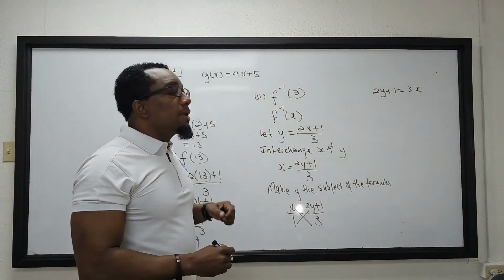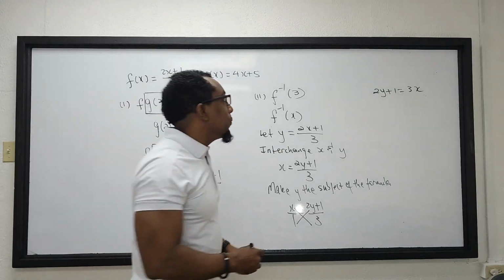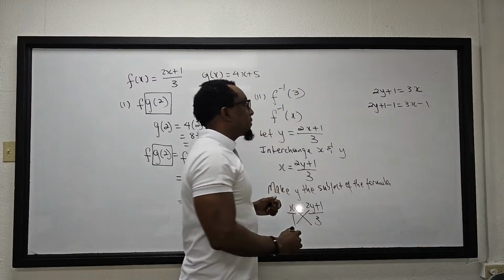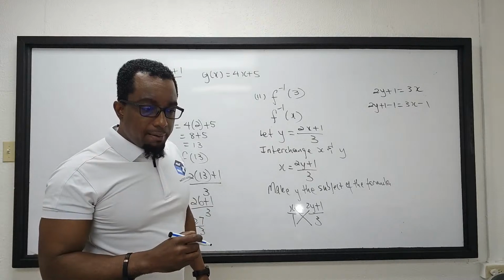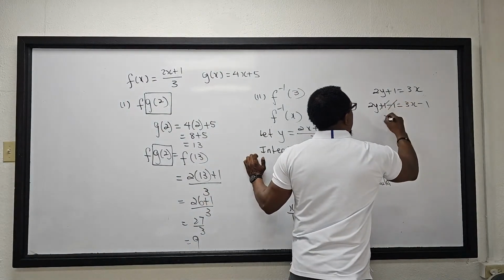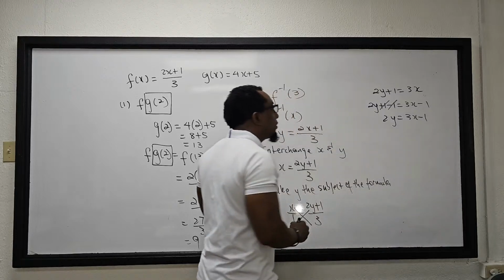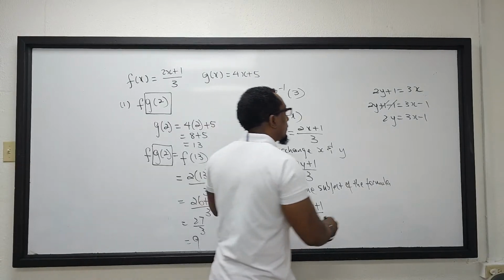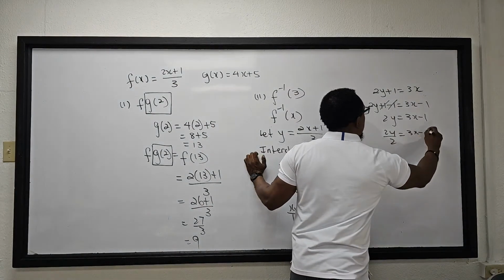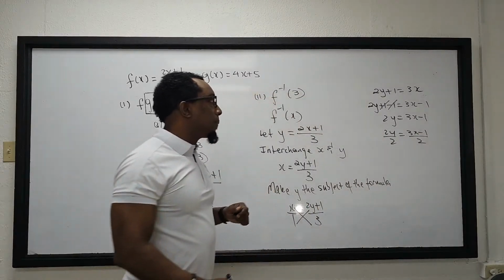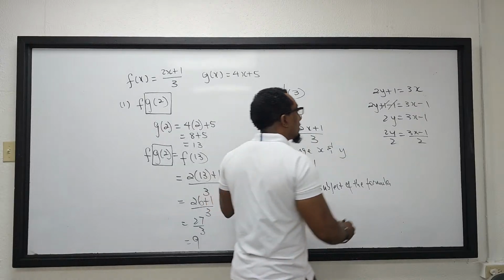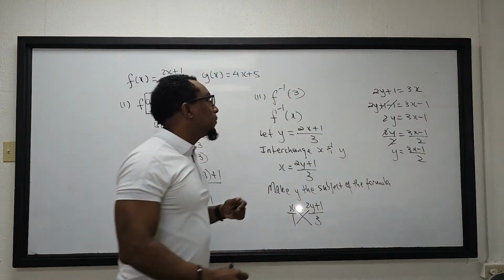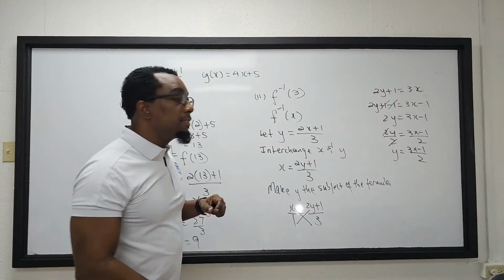Then I'm going to subtract 1 from both sides. This will be 2y plus 1 subtract 1 is equal to 3x subtract 1. My two 1s on the left will cancel out. So I'm going to get 2y is equal to 3x subtract 1. This is making y the subject. And then I'm going to divide both sides by 2. 2y over 2 equals 3x subtract 1 over 2. My two 2s divided each other to give me 1. Y stands alone, which is equal to 3x subtract 1 over 2. And that is equal to f inverse of x.